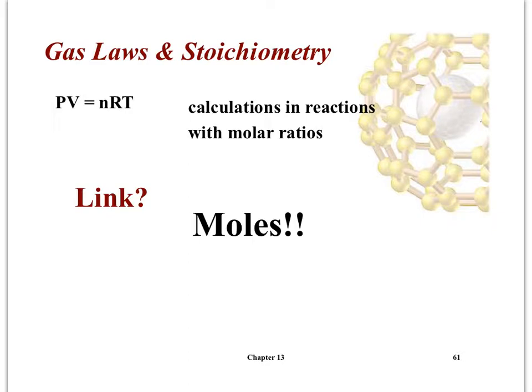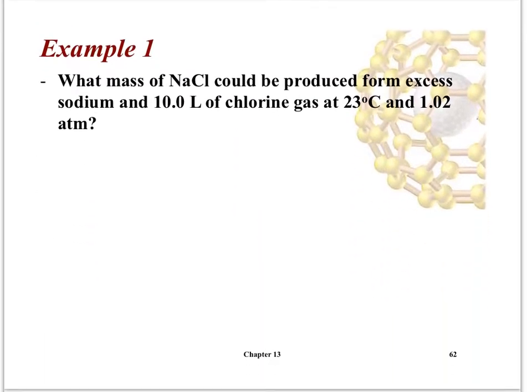So let's take a look at an example. Example 1 says, what mass of NaCl could be produced from excess sodium and 10 liters of chlorine gas at 23 Celsius and 1.02 atm? Since it's talking about a chemical reaction, we would want to write the balanced chemical equation. And so I'm going to do that.